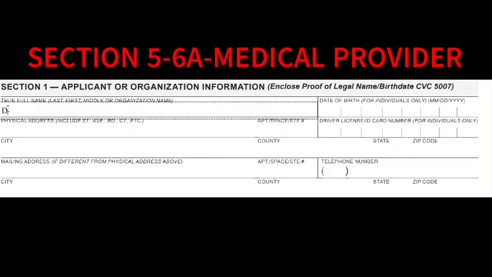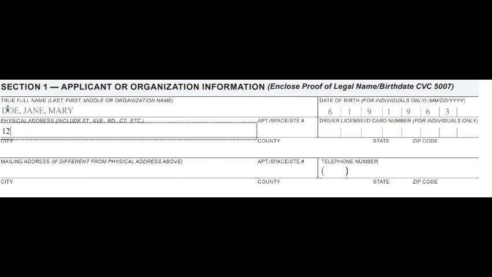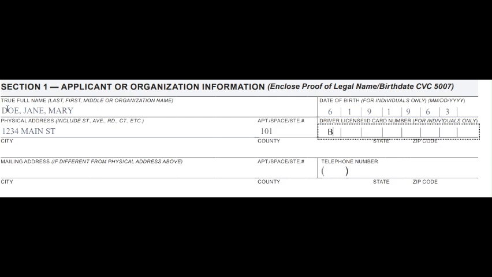Completing section 1, you will write or type your name in the last, first, middle name format as shown. You will enter each numeric number of your birth date, 2-digit month, 2-digit day, and 4-digit year as shown. Next, you will enter your current physical address, including street, avenue, road, court, etc., followed by your apartment or unit number. Enter your driver's license/ID card number.